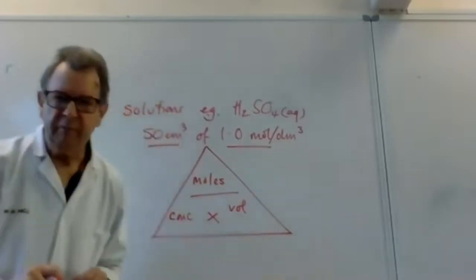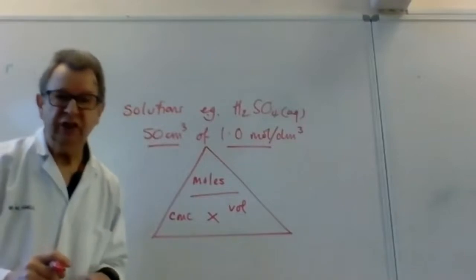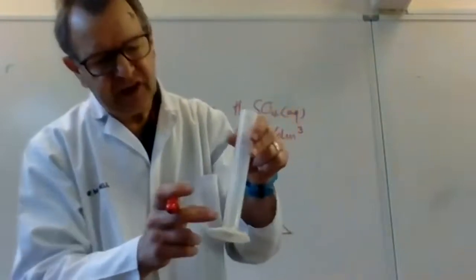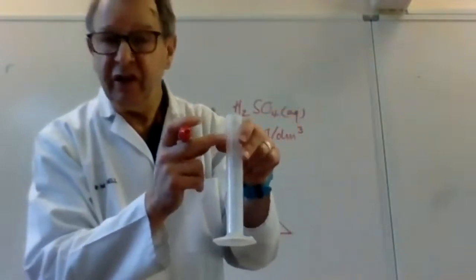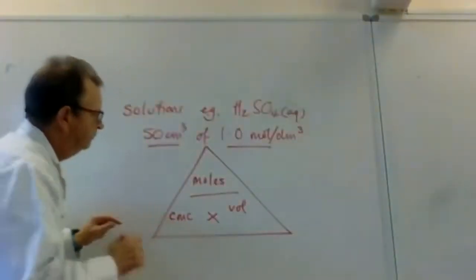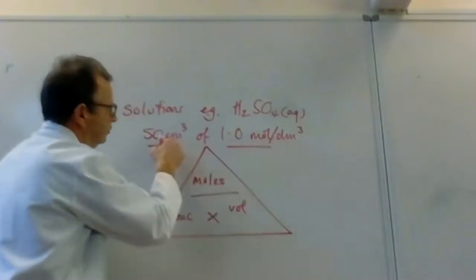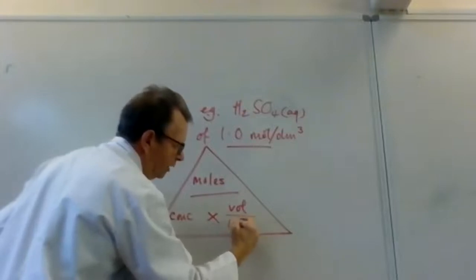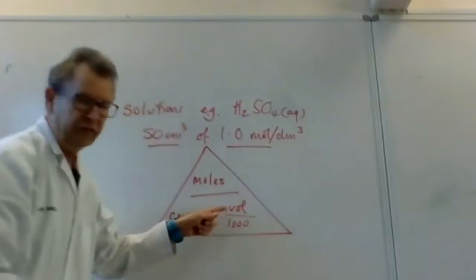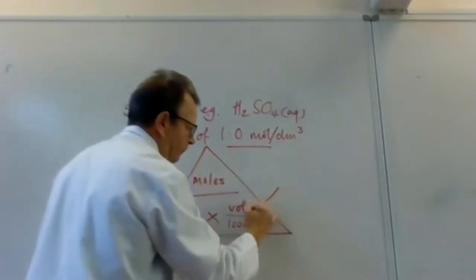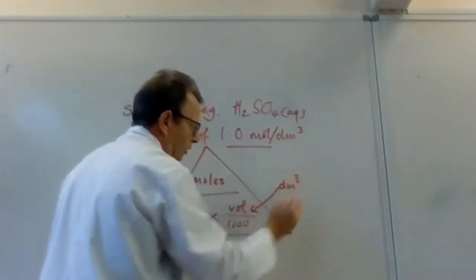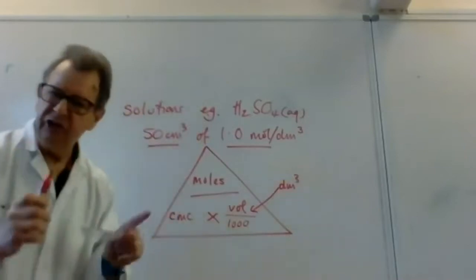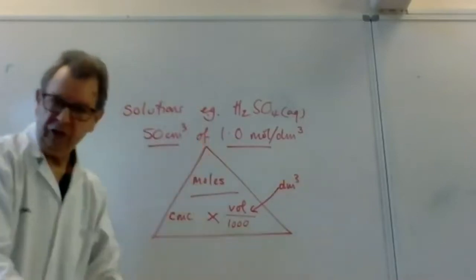But there's something you have to remember, and that is we normally measure things out in cubic centimeters. This is a measuring cylinder, and these are 50 cubic centimeters. They're quite small. But concentration is in moles per cubic decimeter. So we've got to do something to keep these the same. So what we do is we say volume over 1,000. That turns the volume into cubic decimeters. So the solution one, the moles have to come up to the top or they drown.